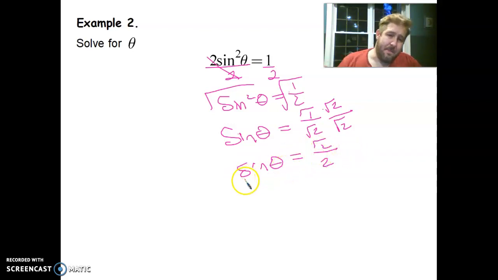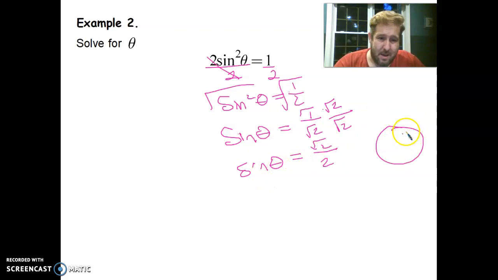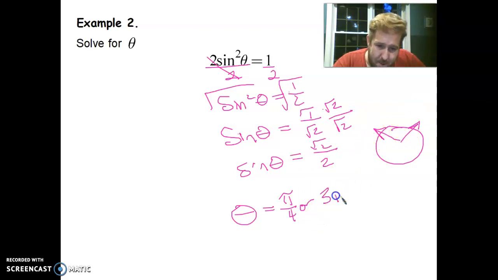Now, once again, this is one that you should have memorized. So sine of 45 degrees is square root of 2 over 2. So that's pi over 4. So I need to ask myself, when is sine positive, either in the first or the second quadrant? So the two answers are pi over 4, that's a 45-degree angle in the first quadrant, and 3 pi over 4 is the 45-degree reference angle in the second quadrant.